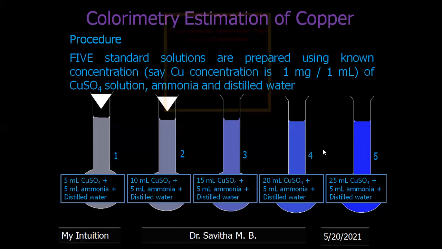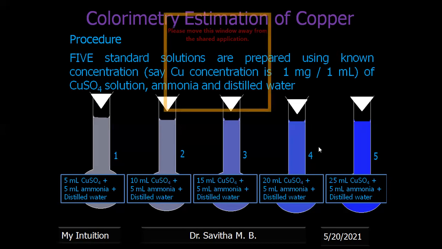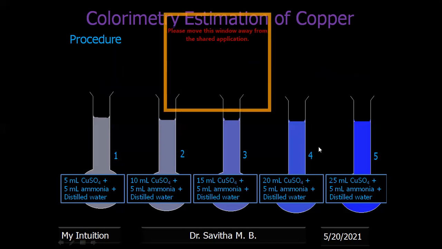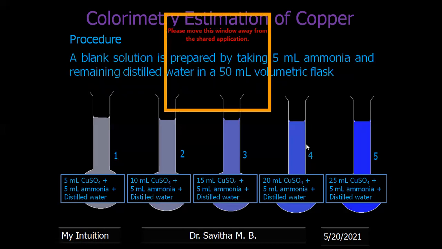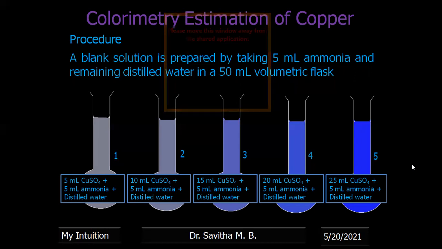Next, you close all the flasks and mix well for uniform concentration. You should also prepare the blank solution. The blank solution in this case is prepared by taking 5 ml of ammonia and the remaining distilled water. You should not add the sample. Here, the sample is copper sulfate, so prepare a blank solution without adding copper sulfate. You just add ammonia and distilled water.